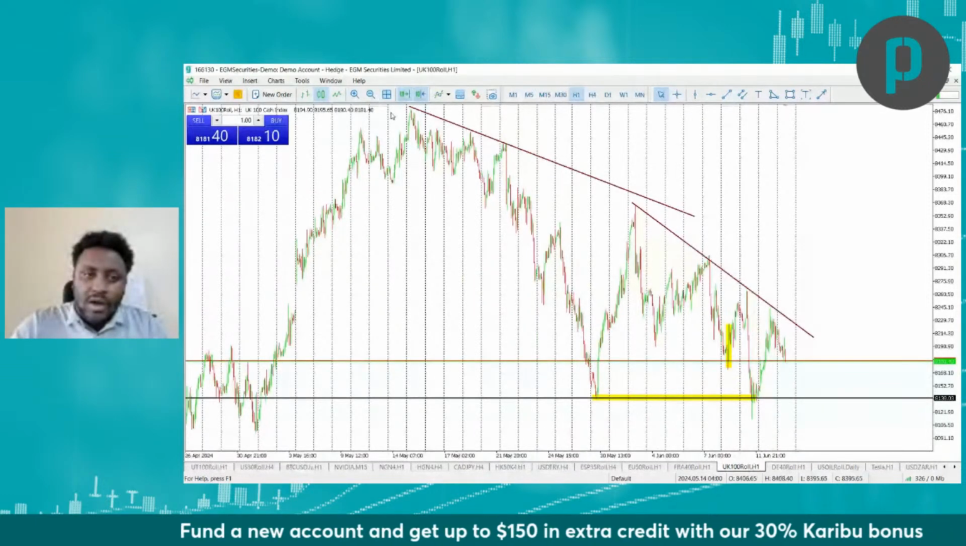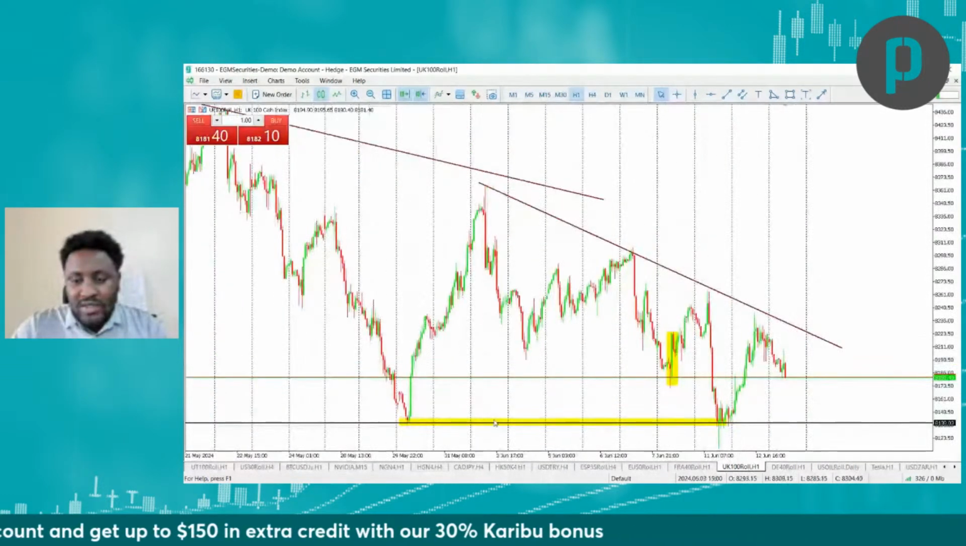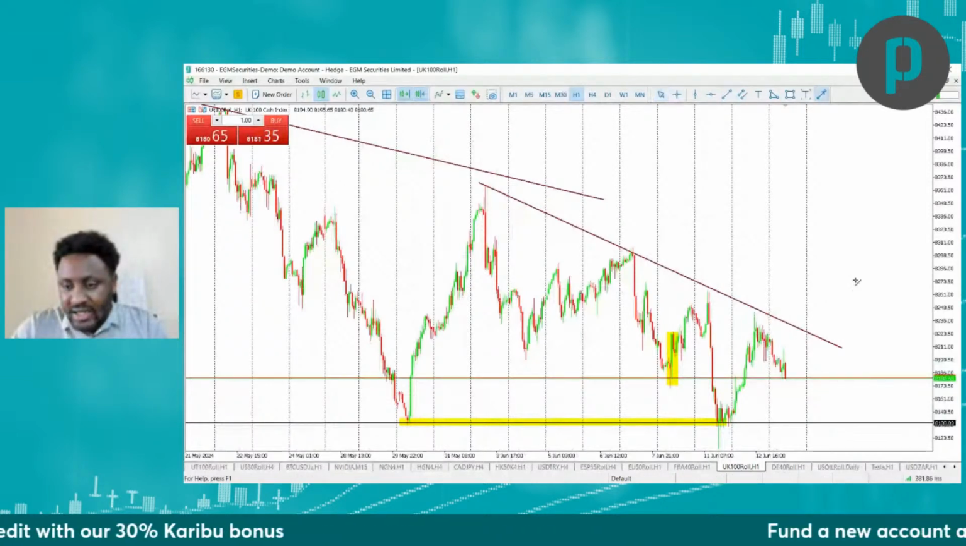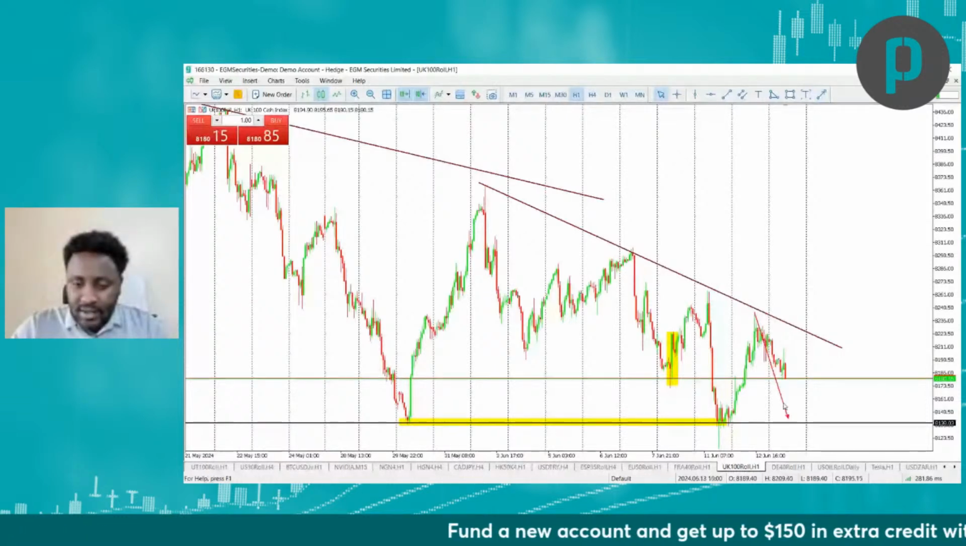But for today, it seems more likely that the market could be headed for this previous bottom around the 8,138 price level. So this would be playable for the day.